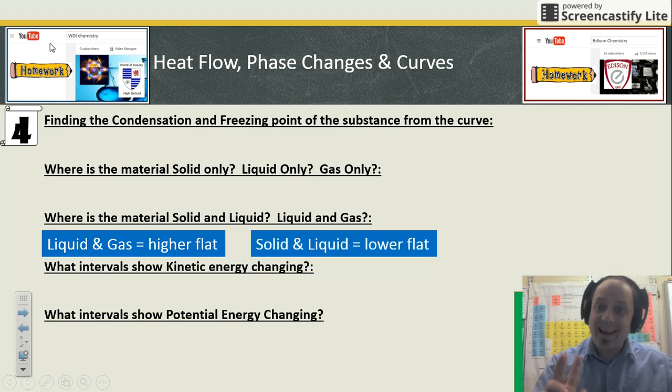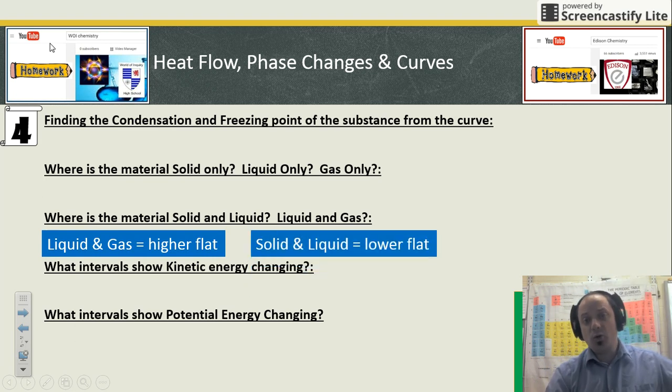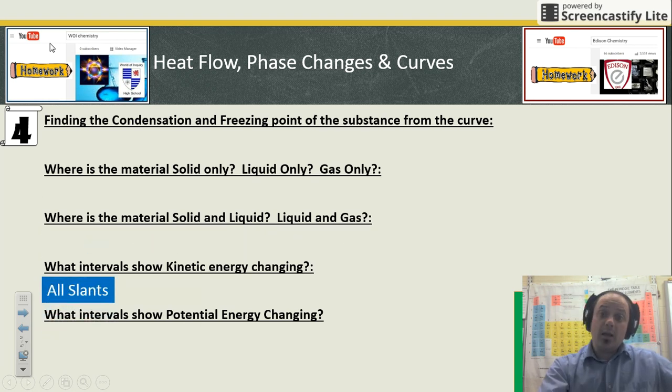Well, we've got solids and liquids, mixed phases at two different points. At the higher flat we've got both liquid and gas, and at the lower flat is where we've got a solid and a liquid present. The intervals that show kinetic energy changing are the slants, always.